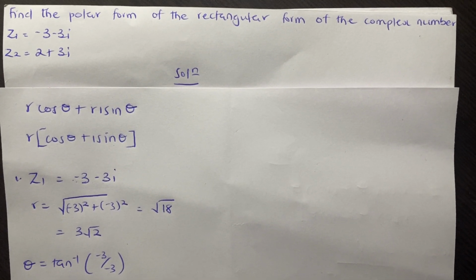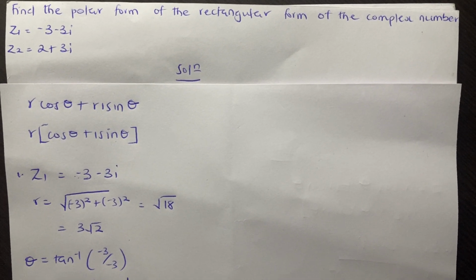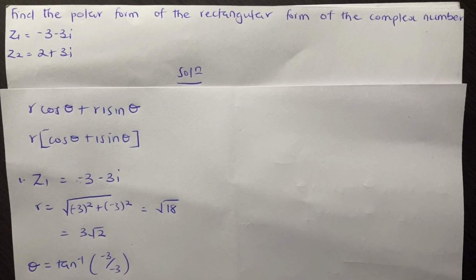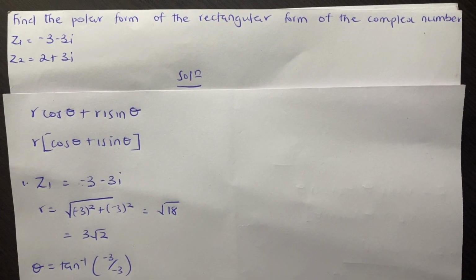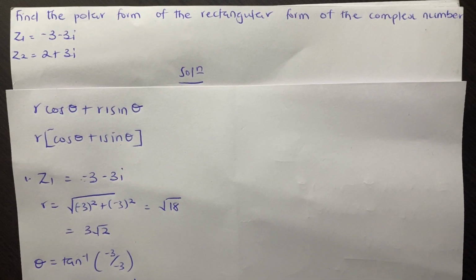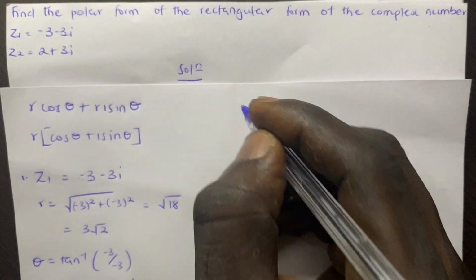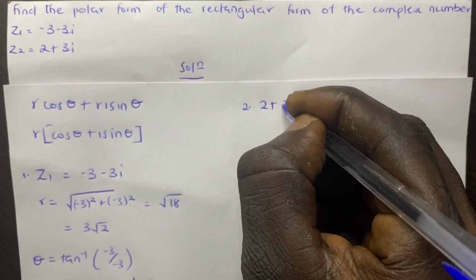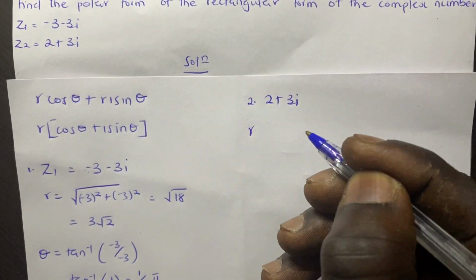So we are continuing with changing from rectangular form to polar form. So we've already established how to go from rectangular or Cartesian form to polar form. You first of all find your modulus, your argument, and then you set it into this equation, or this function. So the second example, we are going to get 2 plus 3i, and the first thing that we have to do is to find our modulus, which is our r.